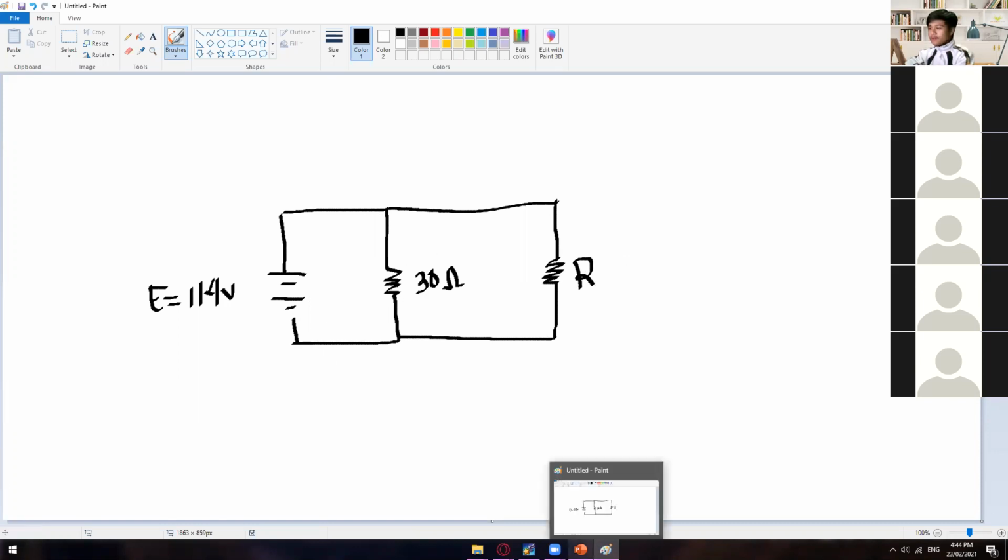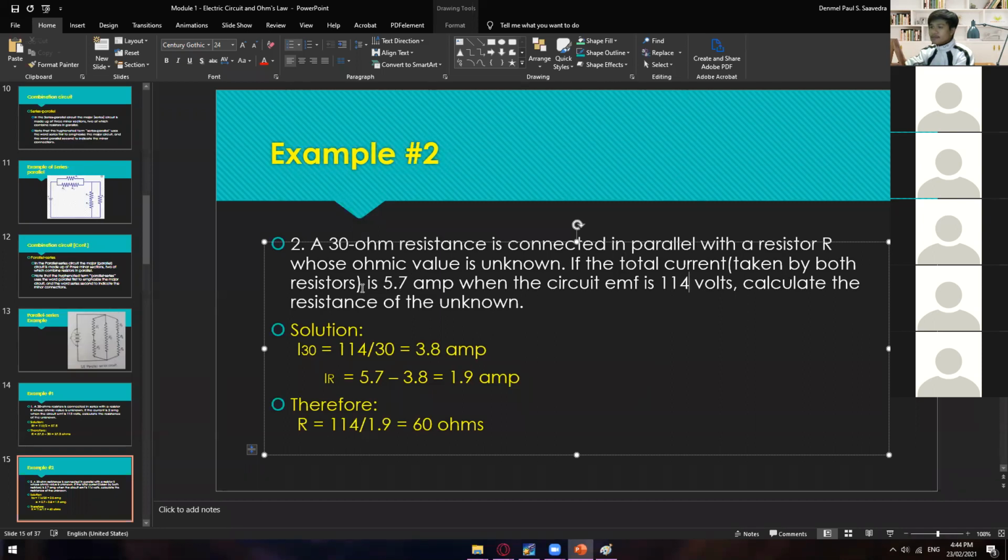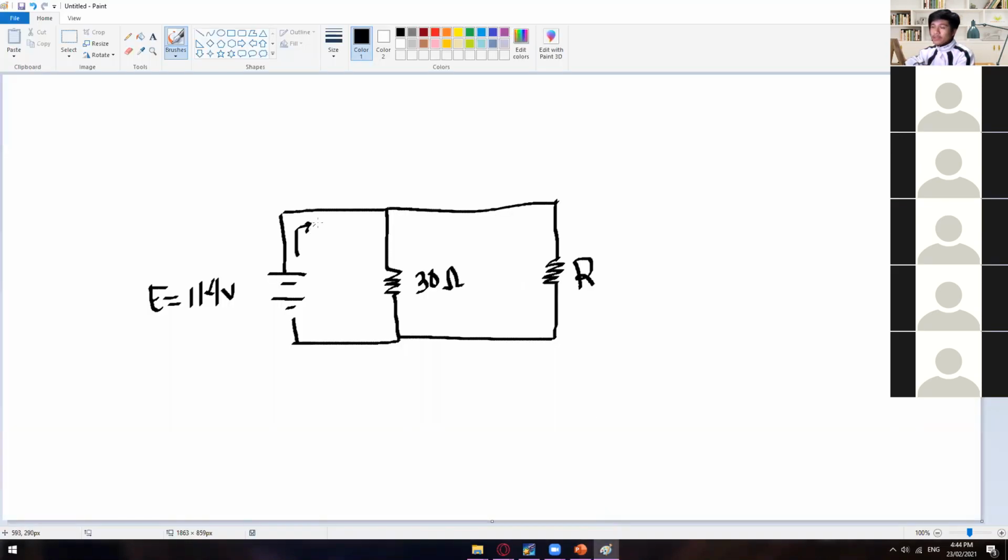Okay. And then we have here a current. If the total current taken by both resistors is equal to 5.7. So it says your total current taken by both resistors is 5.7. So from there, at this point, we still have the total current, IT, which is 5.7 amps. But at this node, let's say this one is your node A, your IT will be divided into two currents. So let's just say that this one is your I1, and just call this one I2. So from here, we'll be having this equation. So IT is equal to I1 plus I2.